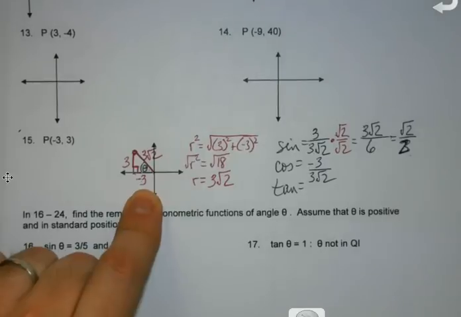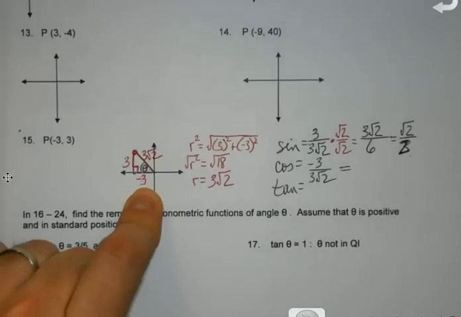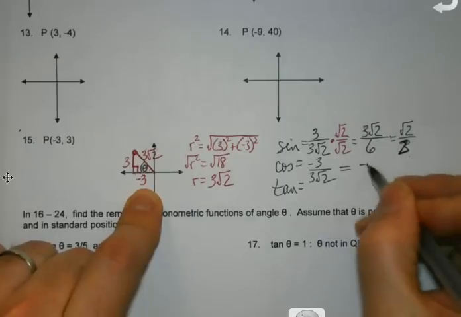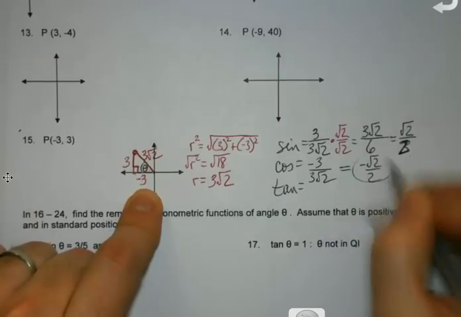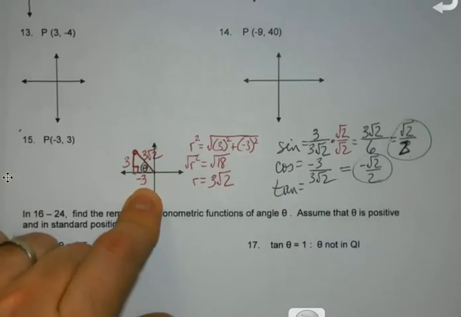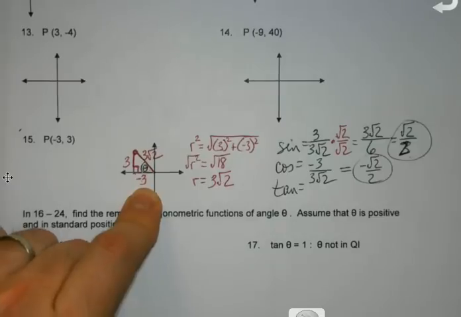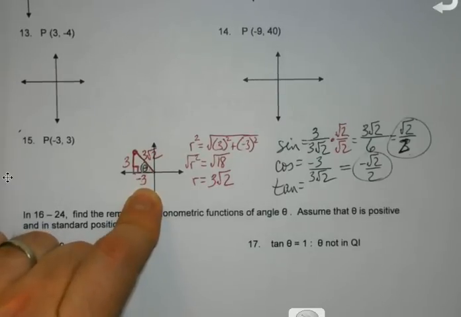Now I would hope you would notice here, what's the only difference between sine and cosine? Cosine's negative. So what's the answer going to be? Negative square root of 2 over 2. Don't go through all the work again. That's kind of silly. If it's set up the exact same way except for a sign, then just go to the answer except with a different sign.